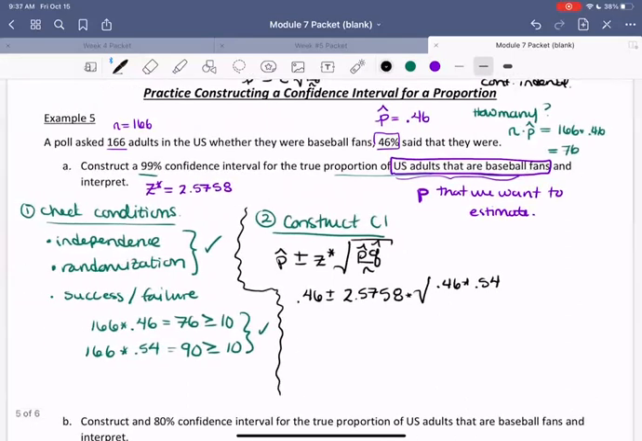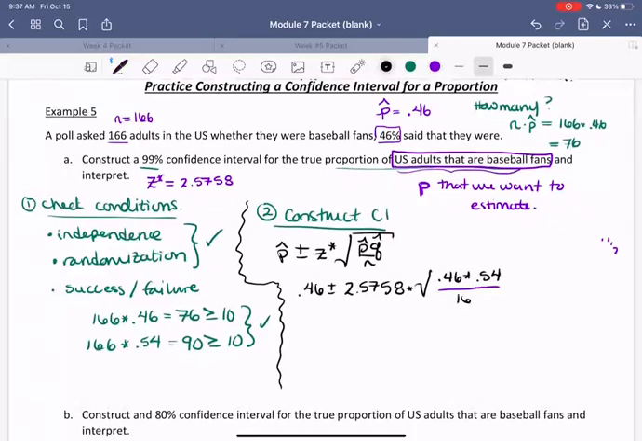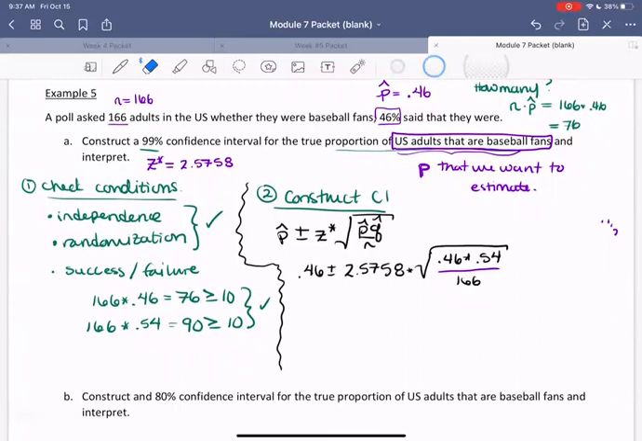And just a side note here, you might be asking, how did we get this number for q hat? Q hat is just equal to 1 minus 0.46, which is 0.54. So the more of these you do, the more comfortable you will be with making computations like this, where we just take 1 minus our p hat. Okay, so let's continue working out this formula. So now then we would divide by 166. All right, so now we just need to consult our calculator here to carry out these computations.